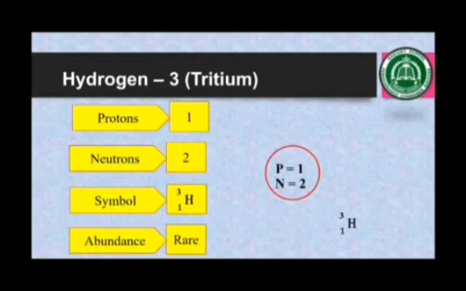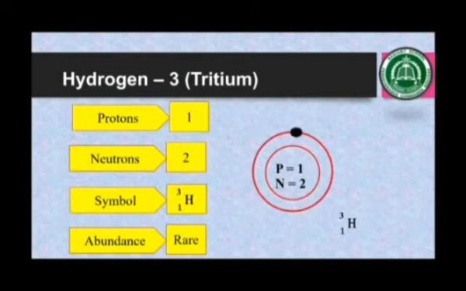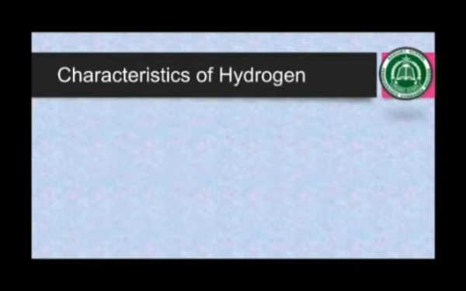And the abundance of tritium is rare because it is radioactive and its nucleus is unstable. It produces radiation all the time, so tritium is basically not found in naturally occurring hydrogen. Outside the nucleus, 1 electron is present. So that was all about the isotopes of hydrogen. Let's discuss the characteristics, the properties of hydrogen.